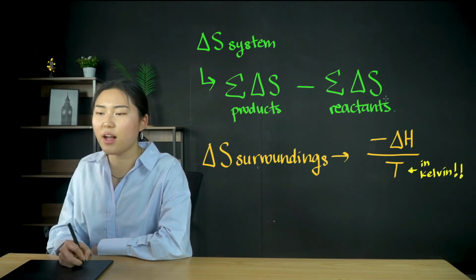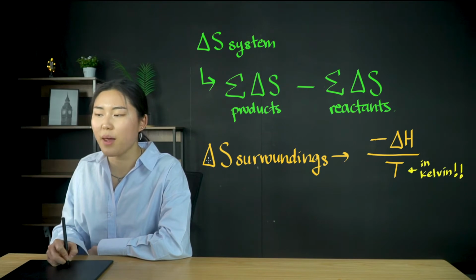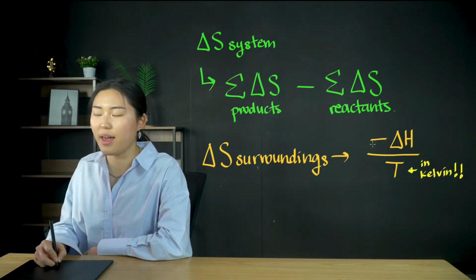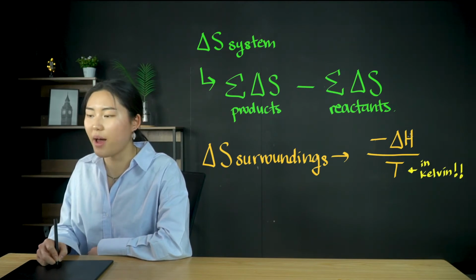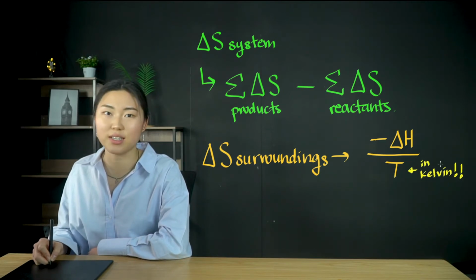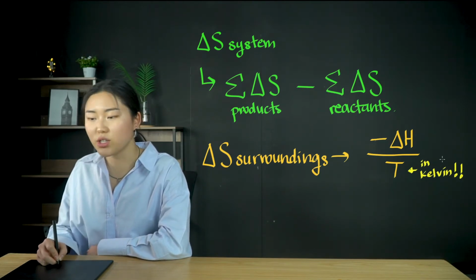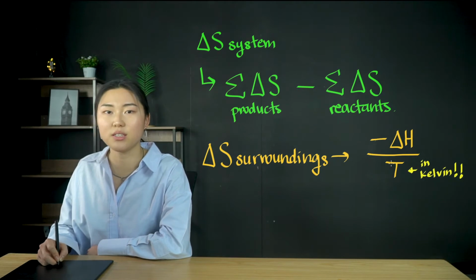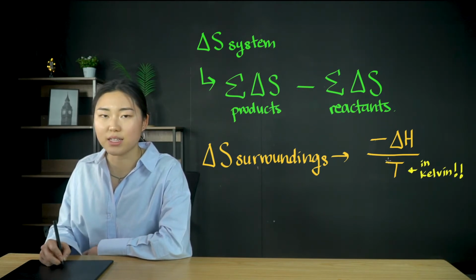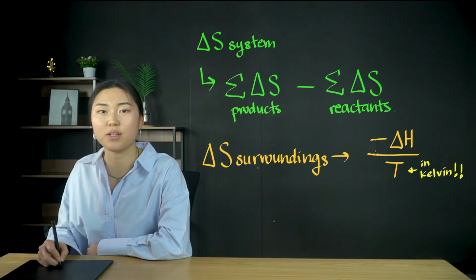And we can calculate delta S surroundings by this formula. It's minus the enthalpy change of the reaction divided by temperature in kelvins. It's not in degrees Celsius. If the question gives you the temperature in degrees Celsius, you must change it into kelvins by adding on 273, okay?